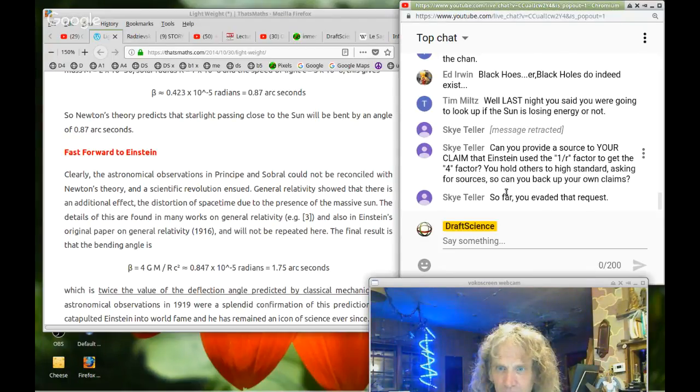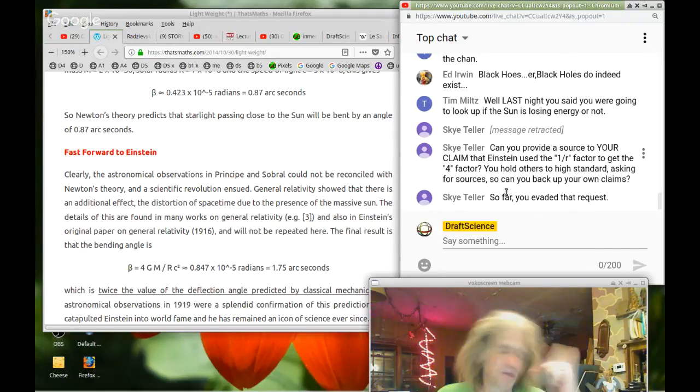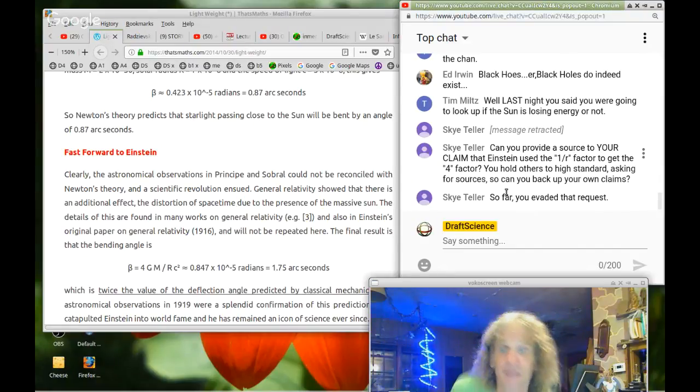Can you provide a source for your claims? Capital letters. Fuck you. That Einstein used 1/r factor to get the 4 factor. You hold others to high standards, asking for sources. So can you, I'm just saying, go find Einstein's paper. Einstein clearly in his paper didn't just go, I'm erasing the 2 and putting a 4. So if you think that's what Einstein did, okay, fine.